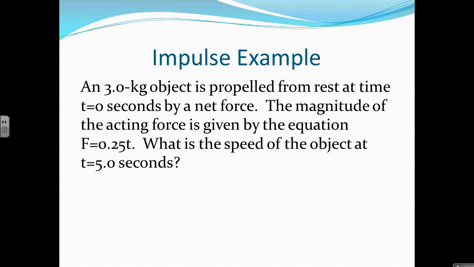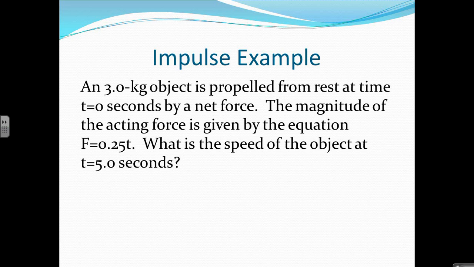Let's try an example of this, and this is going to be from the calculus point of view. Here we have a 3 kilogram object that's propelled from rest at a time of t equals 0 seconds. So that means starting at initial time, and it has a net force. The net force acting on this is variable, and it's given by F equals 0.25 times t. So as the force is being applied to this object, it's growing with time. What I want to know is, what is the velocity or the speed of the object at 5 seconds?